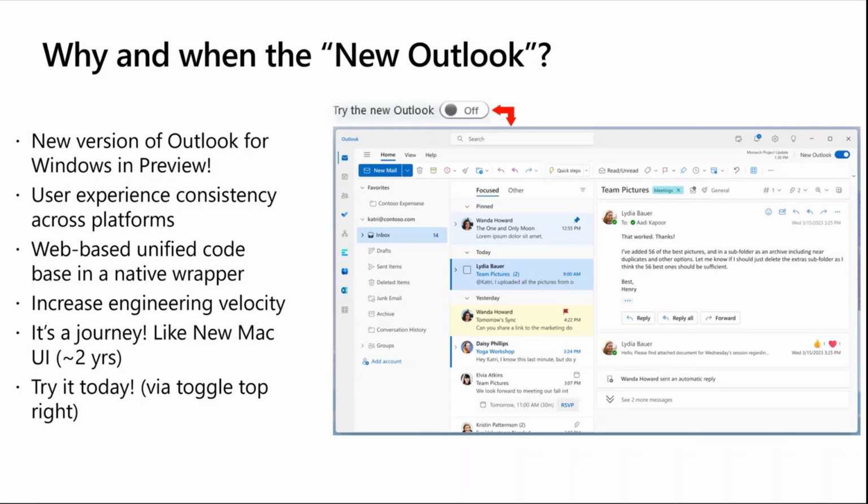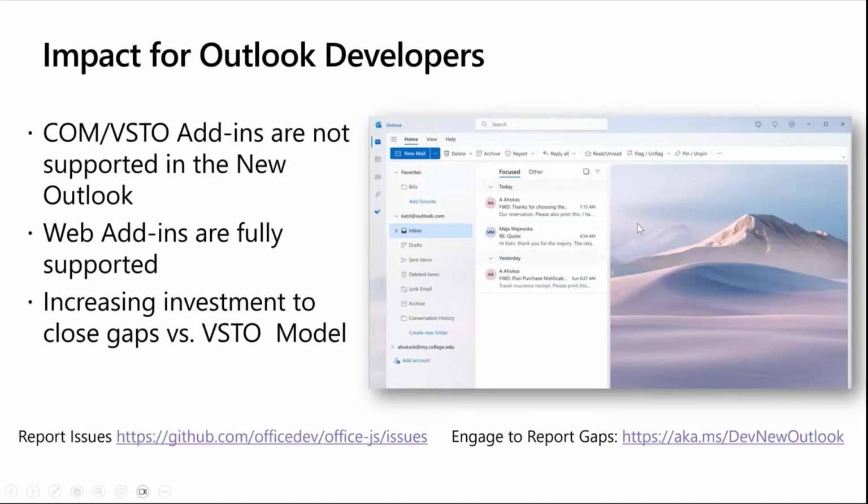So I believe that we're going to be in the same ballpark here. It's not going to happen from one day to the other. It's going to take time, and basically for developers, this means that COM and VSTO add-ins, Outlook add-ins, are not going to be supported in this new Outlook product. Web add-ins are going to be the platform of choice for the new Outlook.